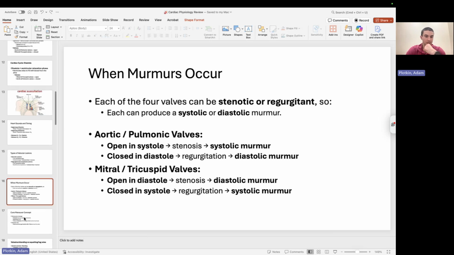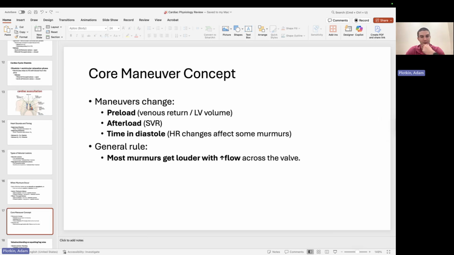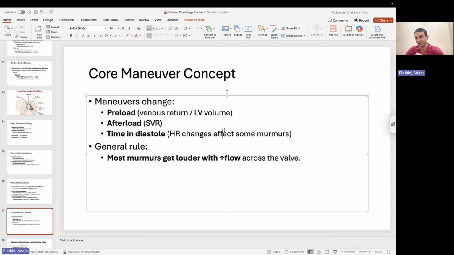Okay. And I'll give you a framework coming up in a minute from Dr. Mansour's book. But core maneuver concept, right? We can do a couple things. These two are the big ones we do in real life at the bedside. We can change the preload, we increase the venous return in the left ventricular volume, or we can do something to the afterload, increase or decrease the afterload, which is the systemic vascular resistance.